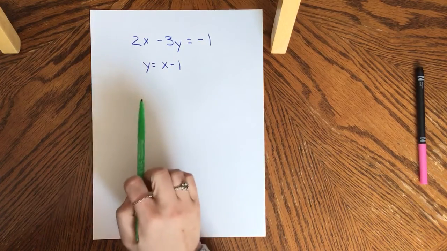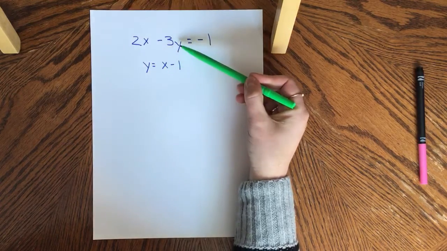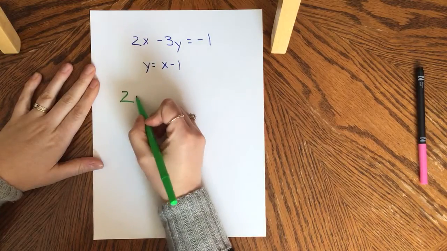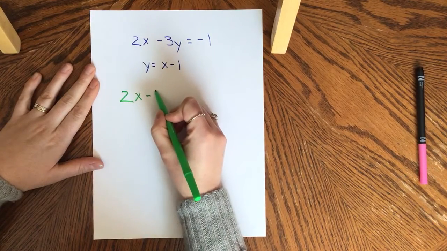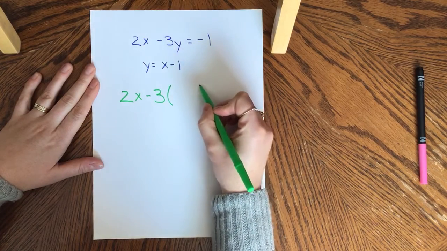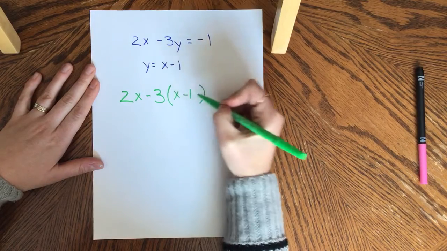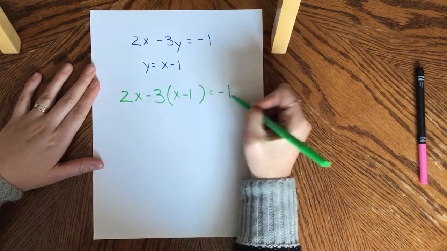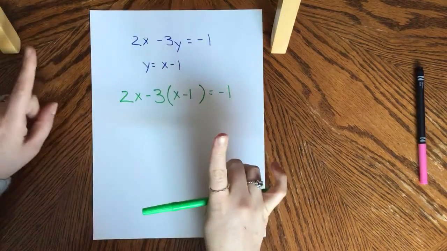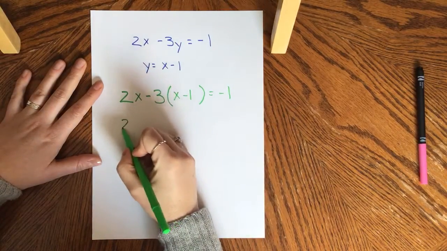What this is actually telling me is this part of the problem is going to be substituted in for the y. So I rewrite my problem, 2x minus 3y. I'm going to put a parenthesis here and plug this in: x minus 1 equals negative 1. So now I have a normal equation that only has one letter, and I need to use my distributive property here.